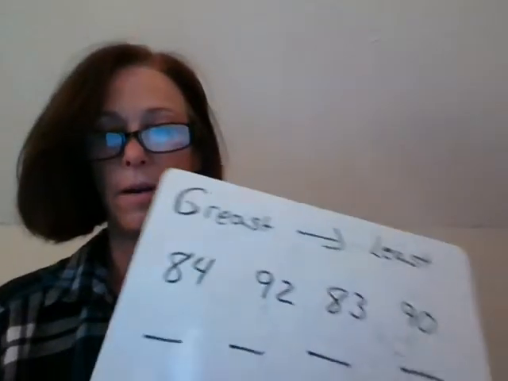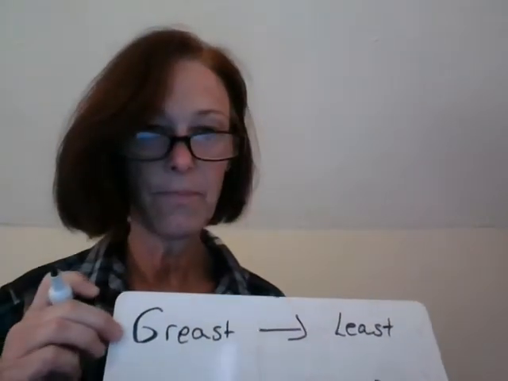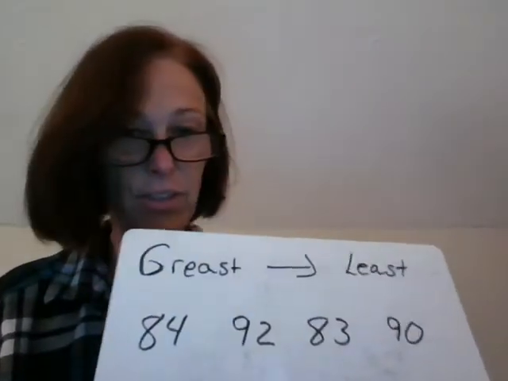All right, we're flipping our brains, just like we do when we go from addition to subtraction. We're flipping our brains, and we're going to go. You ready? Greatest, so biggest, to least, to smallest. And here's your four numbers. Okay, here they are. Remember, greatest to least, biggest to smallest.